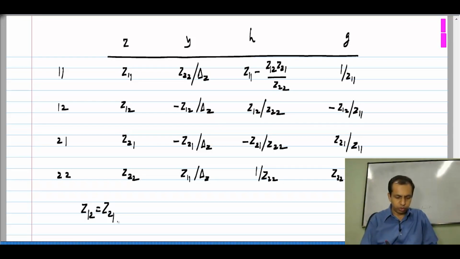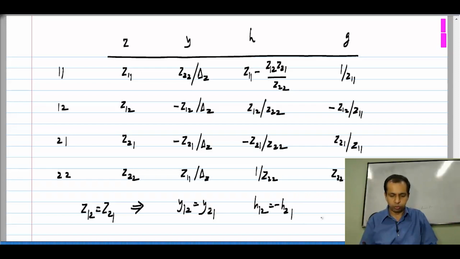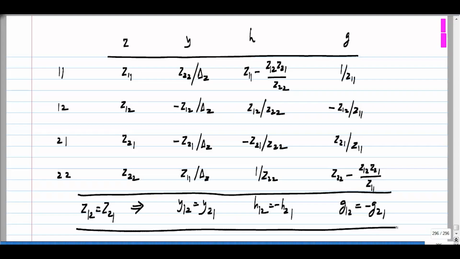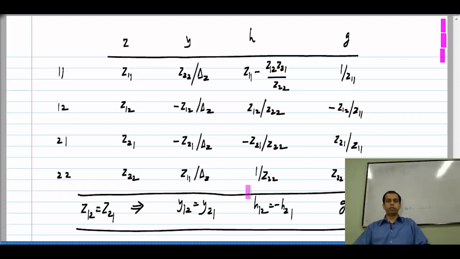So, clearly from these relationships, z12 equal to z21 implies y12 equaling y21 or h12 being equal to minus h21 or g12 being equal to minus g21. Is this fine? And these turn out to be very useful relationships as well, because many times they give you a tremendous shortcut in solving for certain types of circuits for certain types of questions.